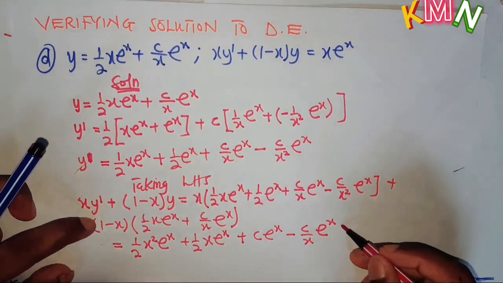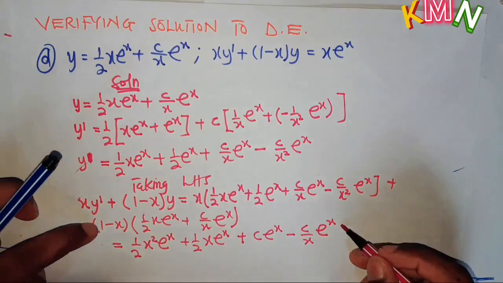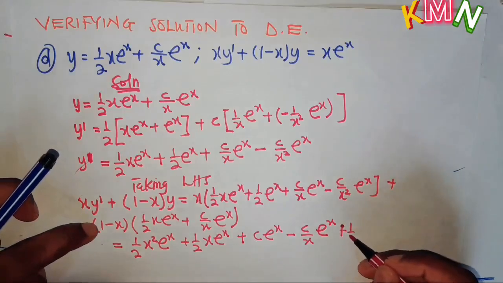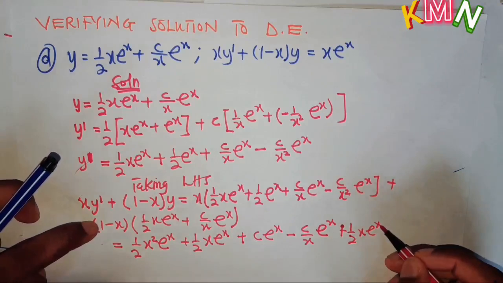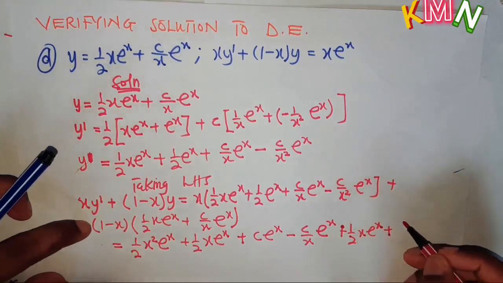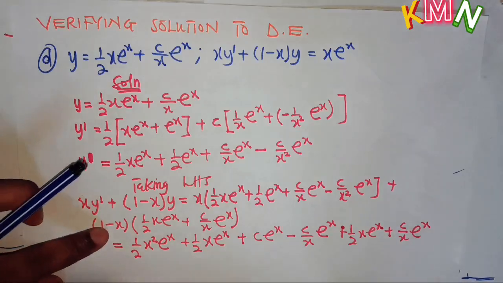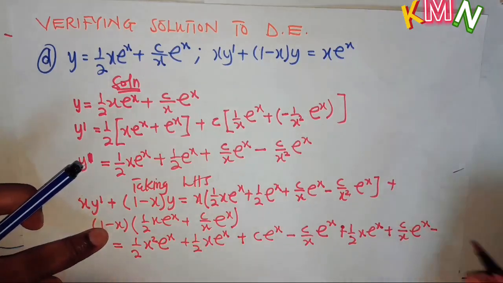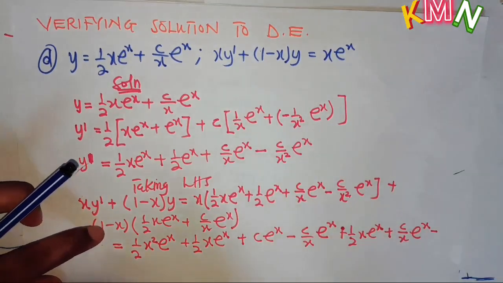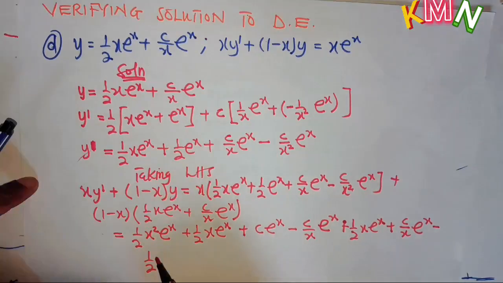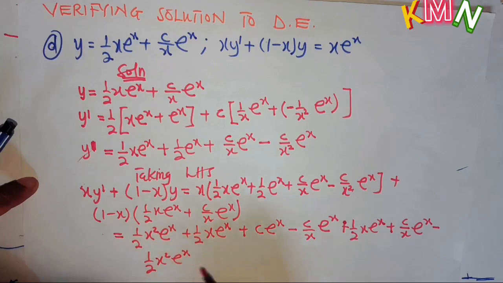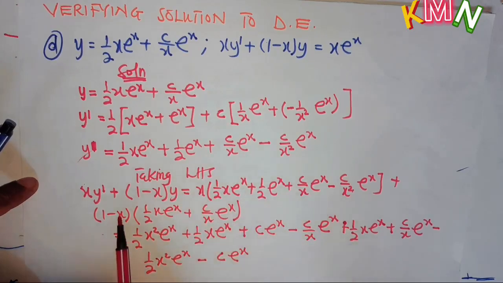So expanding, the 1 multiplied through everything, so 1 by that will give us plus 1 on 2x e power x, and 1 by that again plus c on x e power x. So now let's take the negative x to multiply to minus half x squared e power x, minus c e power x, because this x here will cancel this.